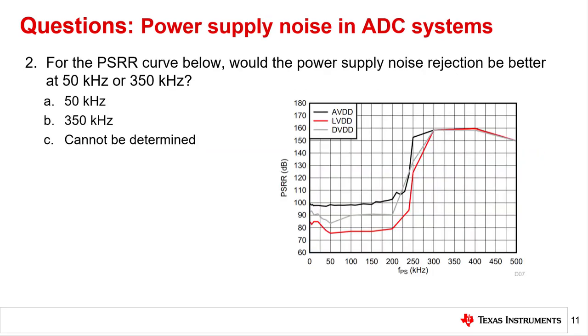Question 2. For the PSRR curve below, would the power supply noise rejection be better at 50 kHz or 350 kHz? The correct answer is B, 350 kHz.